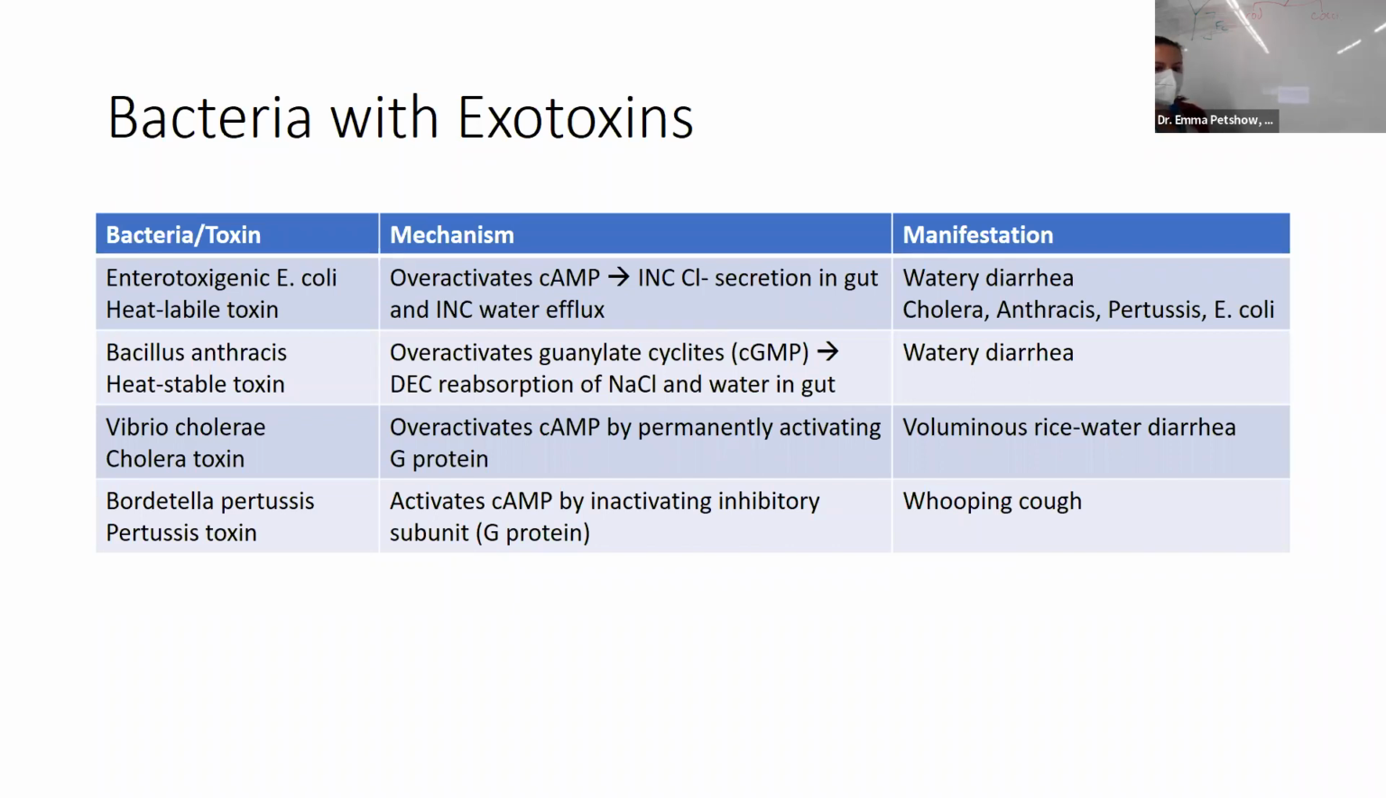And then Bordetella pertussis has pertussis toxin, which is going to be whooping cough. So all of these conditions are watery diarrhea, a lot of our dysenteric conditions, as well as whooping cough, are going to have big immune responses from an exotoxin. That's why a lot of these we can be vaccinated against. Some we can't, but some we can.